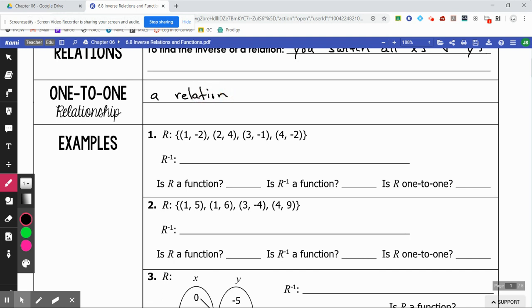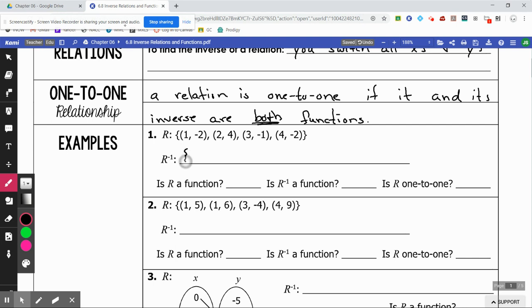A relation is one-to-one if it and its inverse are both, very important, functions. And a reminder, what we mean by a function is each input has a unique output. Now, when we flip it around, if still each input has a unique output, then it's going to be one-to-one. So therefore, if we have a relation, let's work some examples.